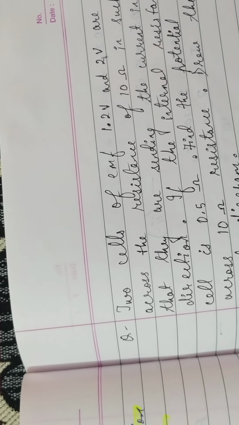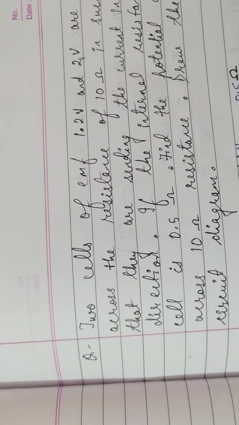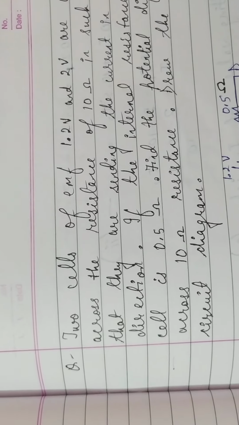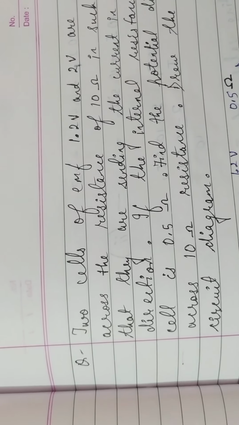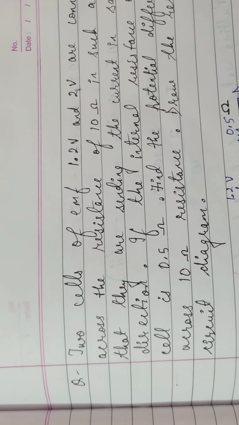Here the 10 ohm resistance is connected in such a way that both the cells are sending the current in the same direction, and we have to draw the circuit diagram as well as find out the potential drop across the 10 ohm resistance.